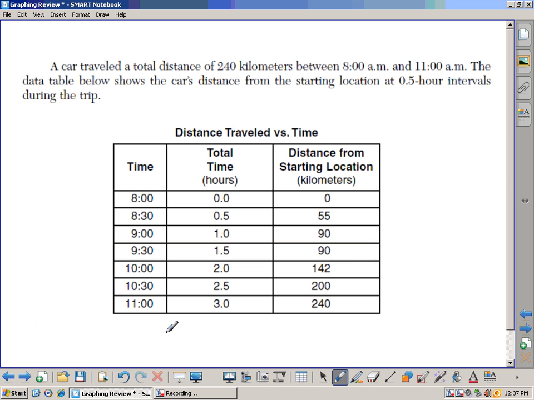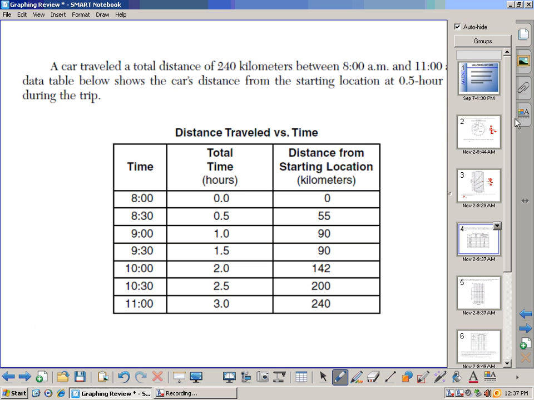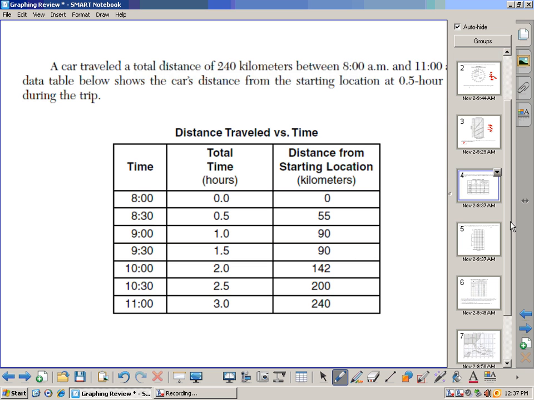Let's take a look at another example here. For these next examples, you have these on your paper, and what I'd like you to do is follow along, please, and mark on your papers as I'm marking here on the smartboard.